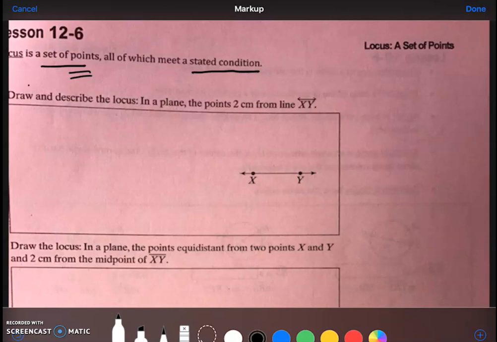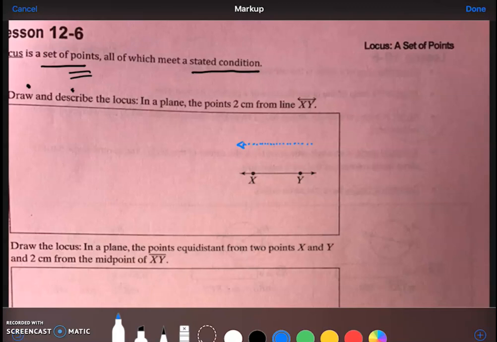It says draw and describe the locus. Locus is again just a set of points that meet this description. In a plane, points 2 centimeters from line XY. Well, you can see obviously the line XY there. And if you were going to be 2 centimeters from XY, now you don't need a ruler and actually measure 2 centimeters, but I'm going to make a locus here in blue. But just imagine 2 centimeters away from it, and you would just be all of these blue points here above it, 2 centimeters. And because this is a line that goes on forever, I can cap it off with arrows here at the end.